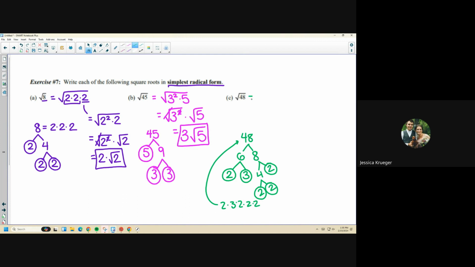To break down my square root, I want to find perfect squares. So that means I want to find 2 things I can multiply by themselves. So I've got a pair of 2's here. So I'm going to put 2 squared here. Down here, I see another pair of 2s. So I'll put 2 squared here. And then what's left in my factor tree is just a 3. Square root of 2 squared is just 2 times square root of 2 squared is 2 times radical 3. 2 times 2 is 4. So my answer is 4 radical 3.